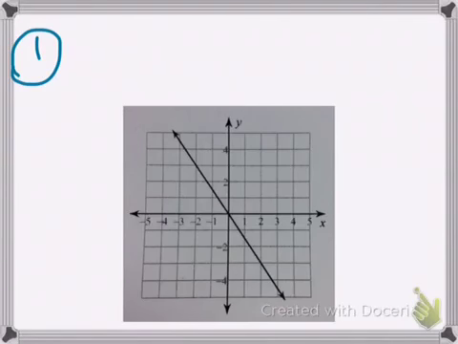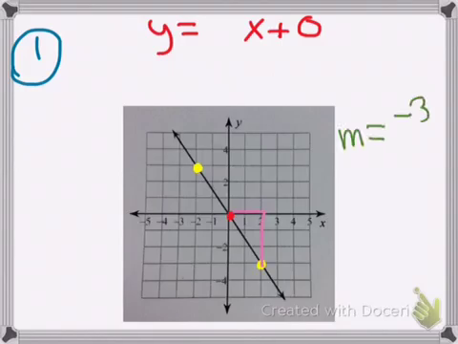All right, number 1. The y-intercept was at 0, so we have y equals something x plus 0. Now, let's identify some points. Looks like here's a good one and here's a good one. There are no other points that I see on that line that we could use. So, let's count. Up 3, left 2. So our slope is going to be -3 over 2.